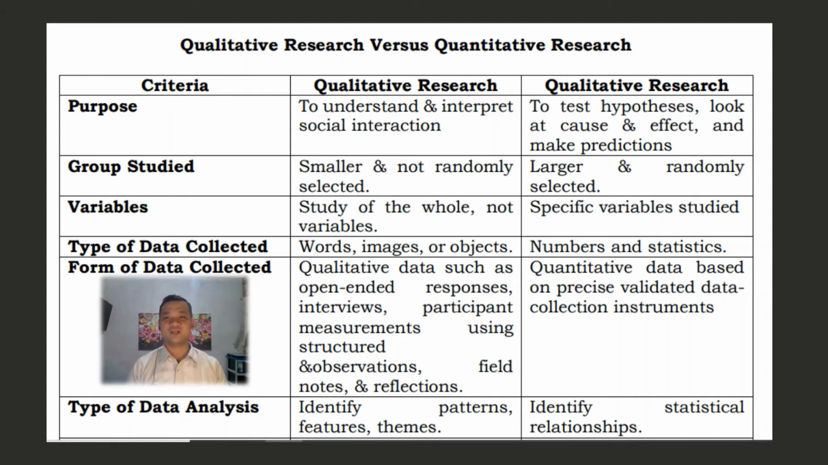On the other end, when you say quantitative research, it aims to test hypotheses, look at cause and effect, and make predictions. It also deals with a large number of respondents who were randomly selected. In quantitative research, specific variables are being studied. It collects numbers and statistics based on precise, validated data collection instruments. In terms of data analysis, it will now give you statistical relationships.